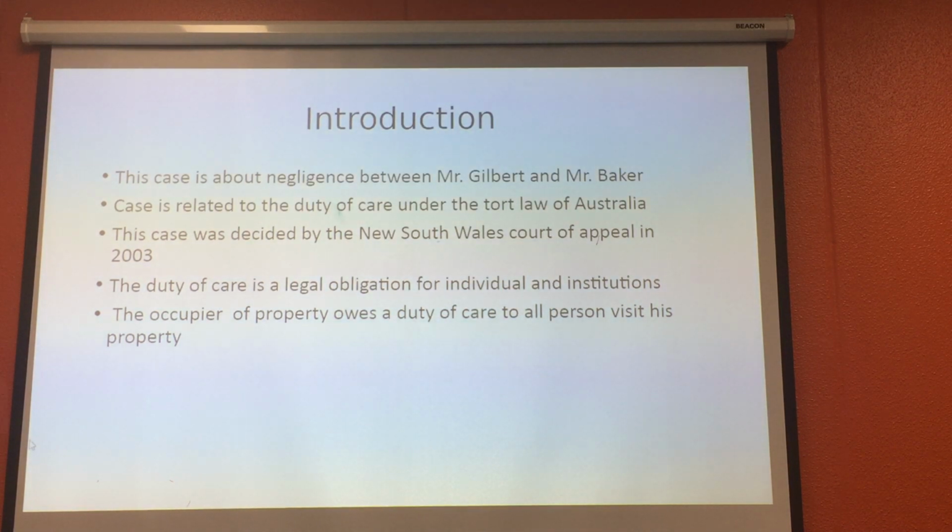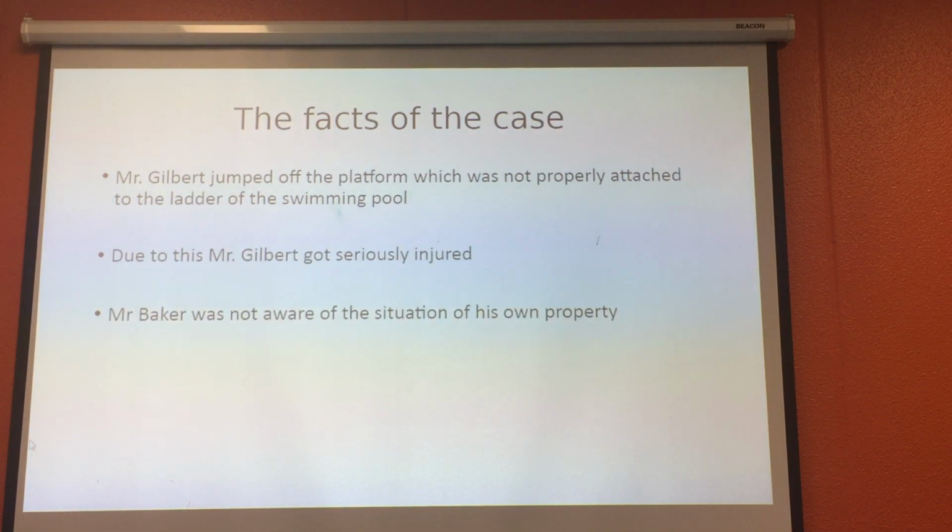The facts of this case are that Mr. Baker had a swimming pool on his premises, which was used by Mr. Gilbert. But there were some problems with the swimming pool: the platform was not attached properly to the property, and some of the nuts and bolts were loose. Due to this property defect, Mr. Gilbert was seriously injured, and Mr. Baker was not aware of the situation of the property.